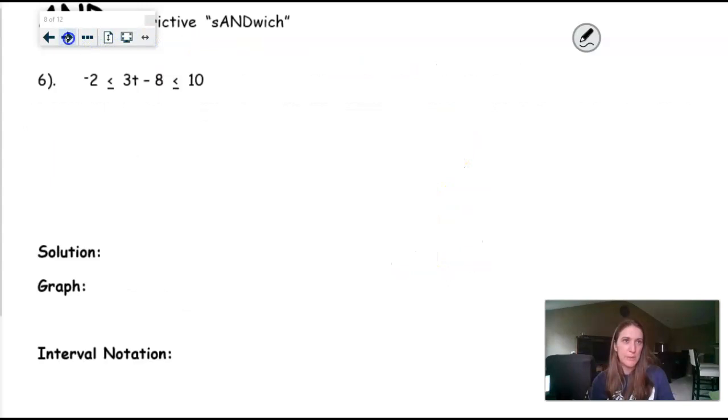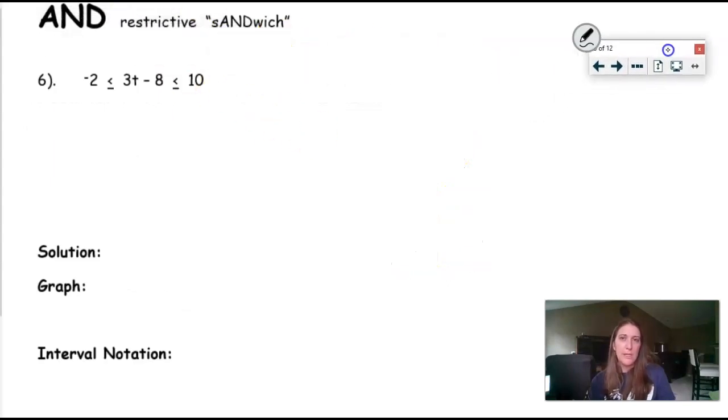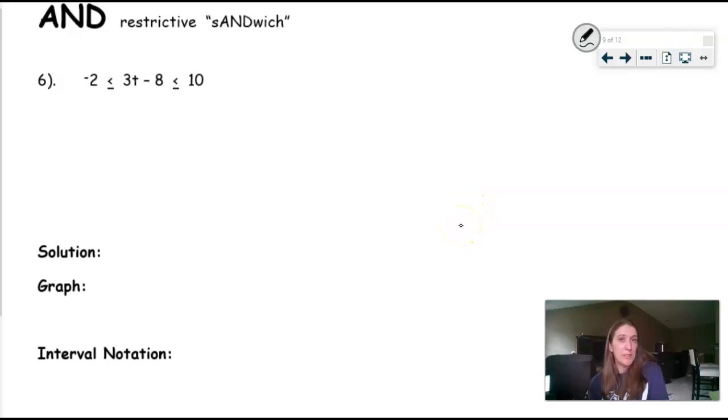So here's my cutesy way to remember ands and ors. If it's an and problem, it might just say the word and between two inequalities, or it'll be written in this notation here. This is an and problem, and I refer to it as a sandwich problem because your variable, which in this case is t, is sandwiched between two inequalities. So we're going to solve these two inequalities simultaneously. So you look on the inside of your algebra, you look right here, and you think to yourself, how would I get t by itself? And the answer is you'd add 8.